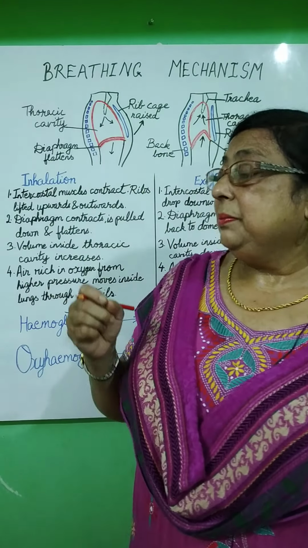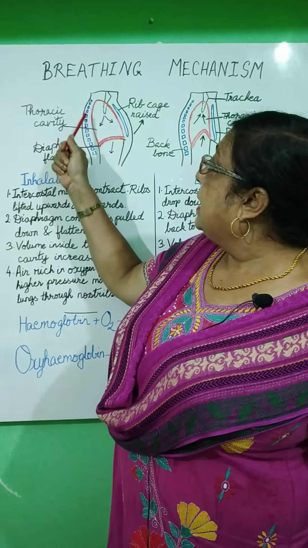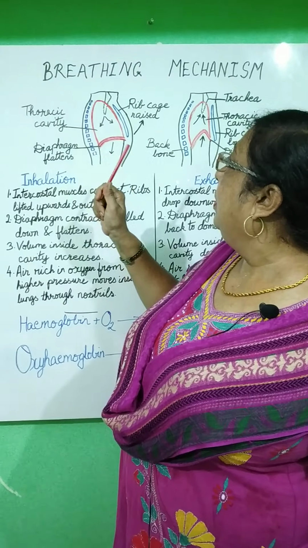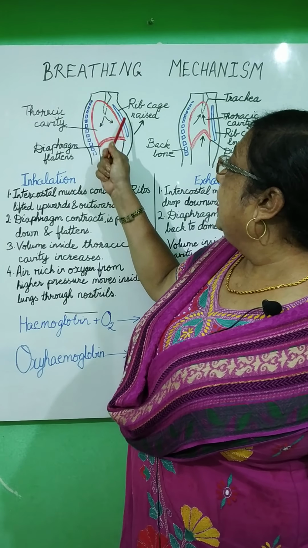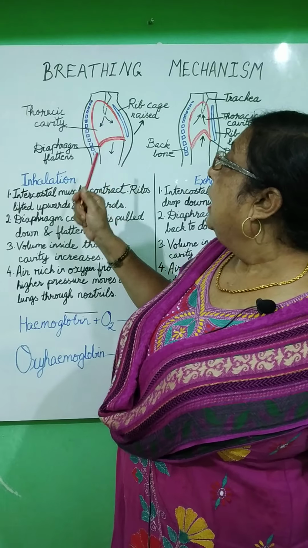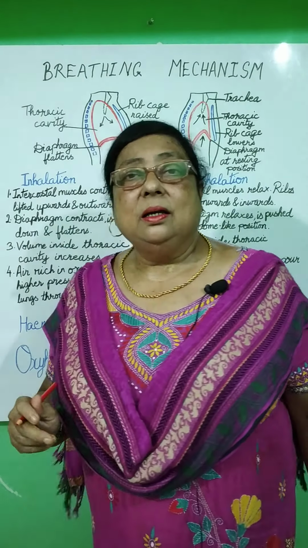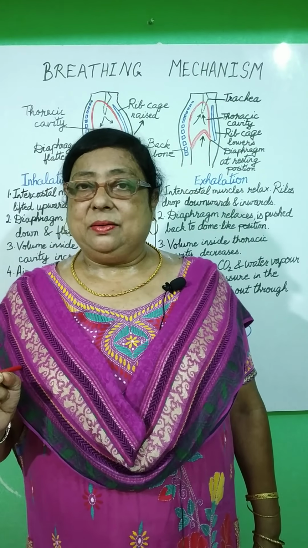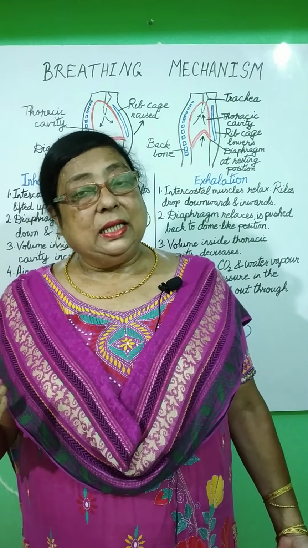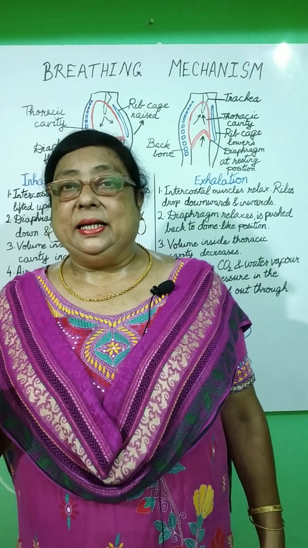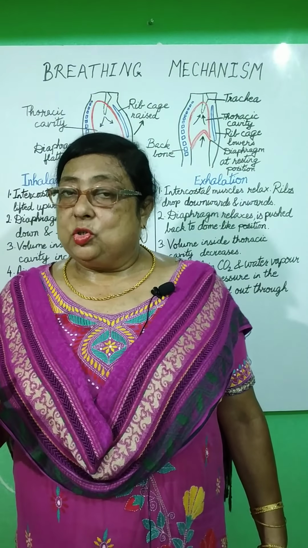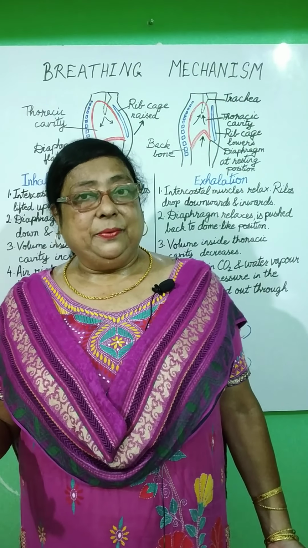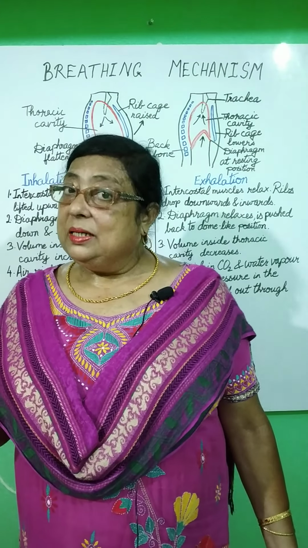Now there are muscles present in between. This is the backbone and these are the ribs. In between the ribs there are muscles present, called the intercostal muscles. They help a lot in the process of breathing. The diaphragm also helps in taking in air and pushing out carbon dioxide. So how does this mechanism take place?